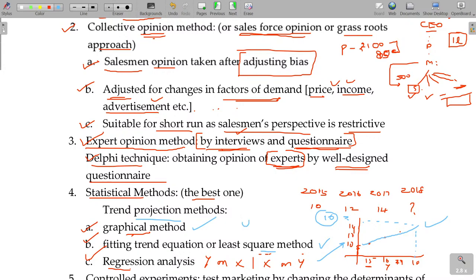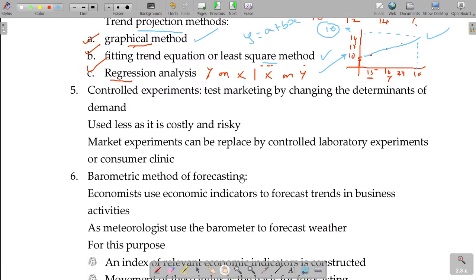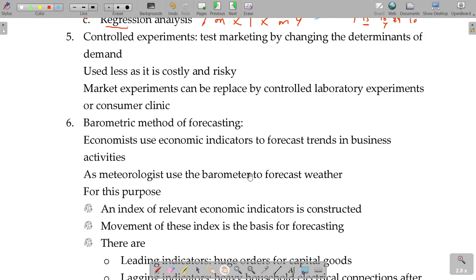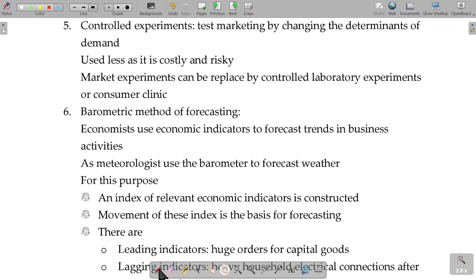That will be also, you might have studied. How do you study? Y is equal to a plus bx, right? That's the equation. That's called least square method and regression analysis. These are the statistical methods you can use for projecting the future, and you can estimate the demand also. Now, then we have controlled experiments.